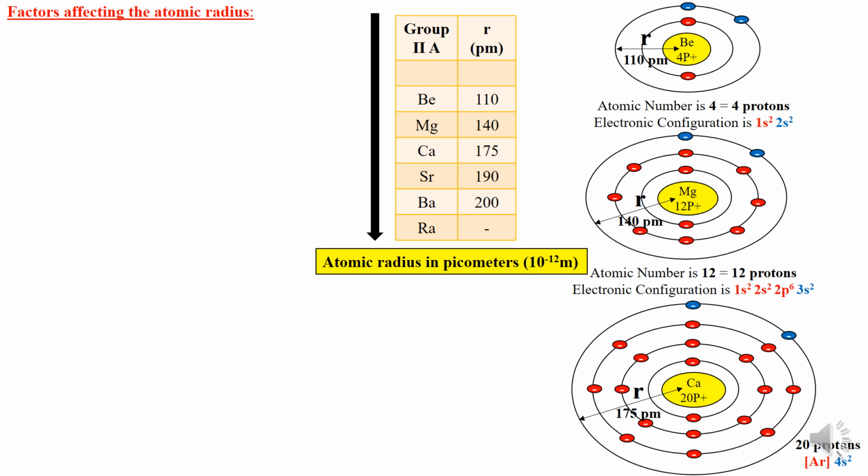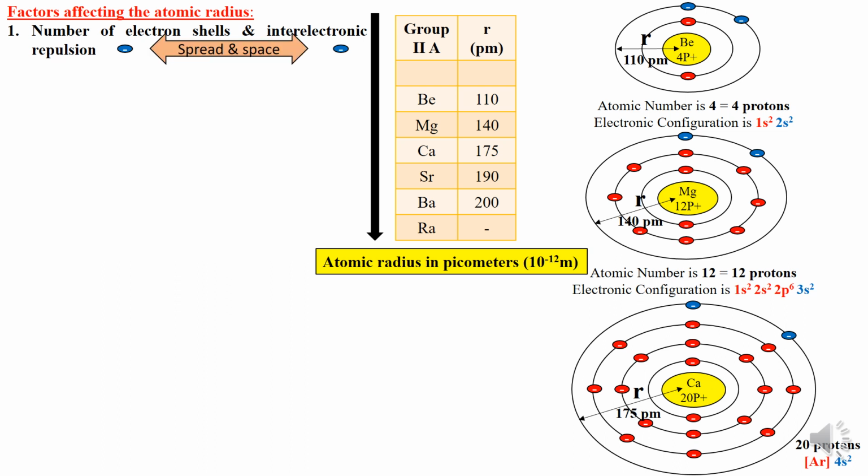Now, what are the factors affecting the atomic radius? The first factor, number of electron shells and interelectronic repulsion. As you go down the group, you can see the number of shells increase. With the increase in number of shells, the distance between the nucleus and the outermost electron shell increases and the atomic radius also increases. So going down the group, number of shells increase and the atomic radius increases.